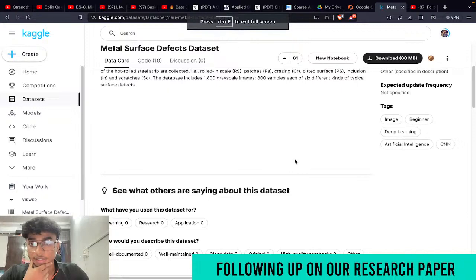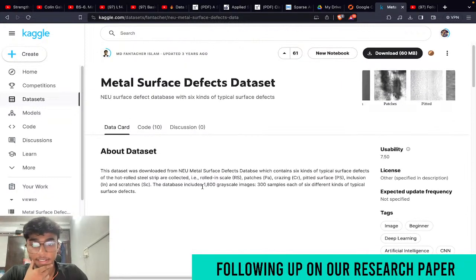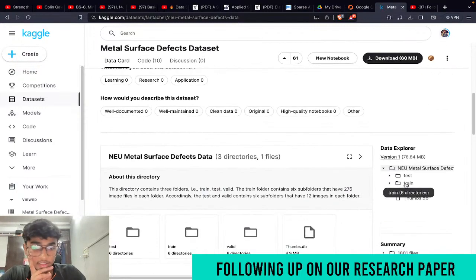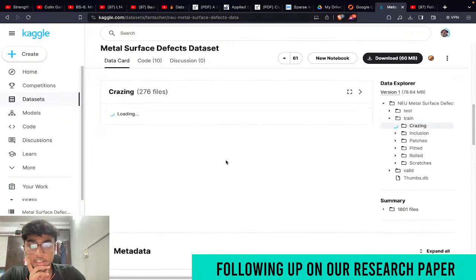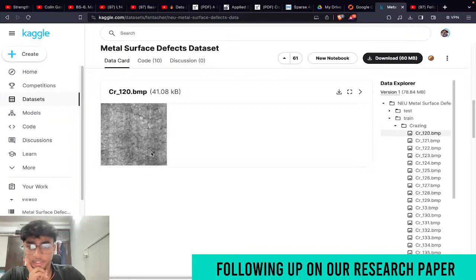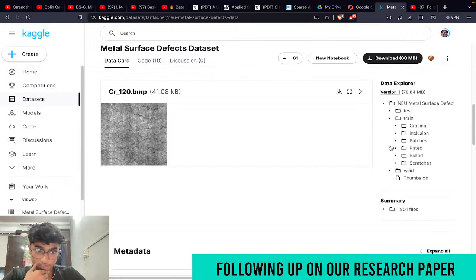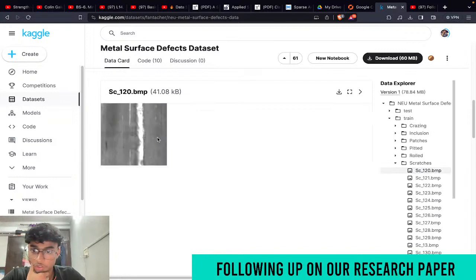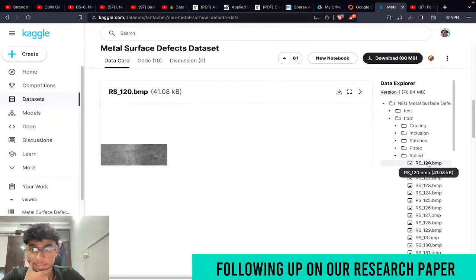So what is this data set? This dataset has 1800 grayscale images, 300 for each of 6 different categories of surface defects. So this is the dataset. There are various images in the dataset. What it basically is, there are 200 by 200 sized images, and these images are of metal surface of different defected surfaces. So the metal surface with scratches looks somewhat like this. The metal surface that has rolled defects looks something like this.